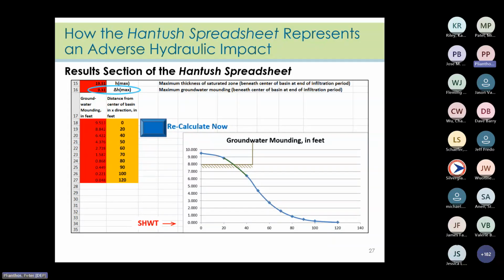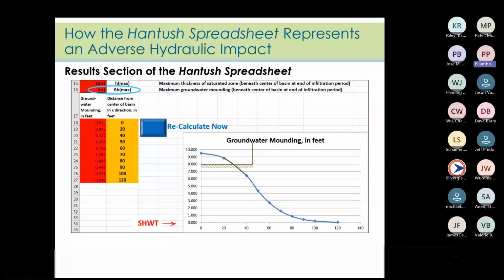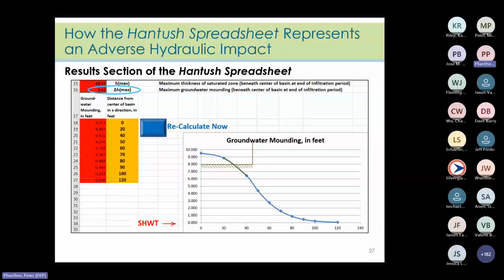Next, we recalculate and check the result to see if delta H max is now less than the distance between the seasonal high water table and the bottom of the BMP. You might try this one more time with T a bit longer, as long as the R value is proportionally reduced. If that doesn't work, you're going to check Chapter 13 for an example of changing the dimensions of the infiltration area. With that explained, let's move on to our second example.